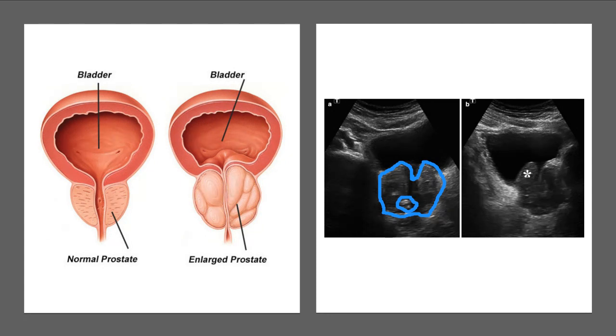And then we also see, on this sagittal view, an irregular, heterogeneous prostate. And of course, we will want to be getting volume measurements to indicate that it is truly falling into the ballpark of BPH.